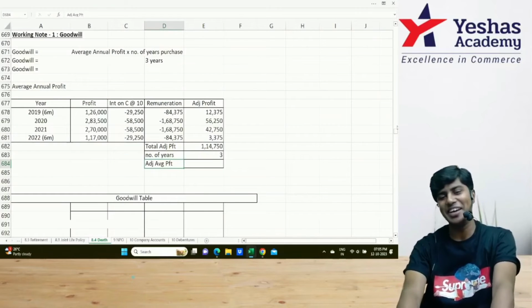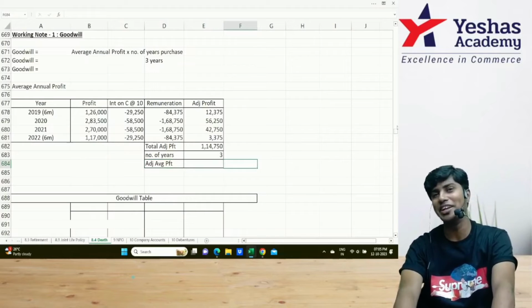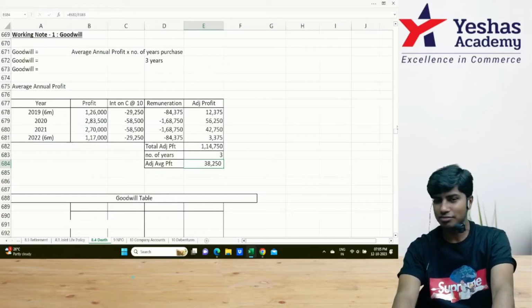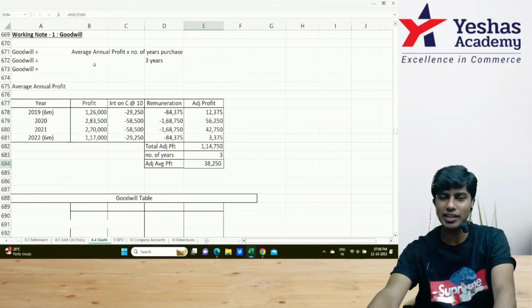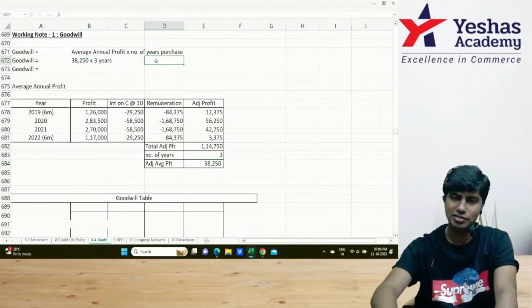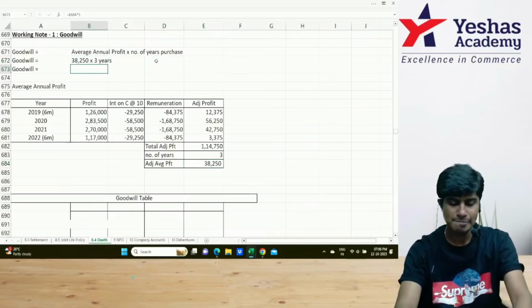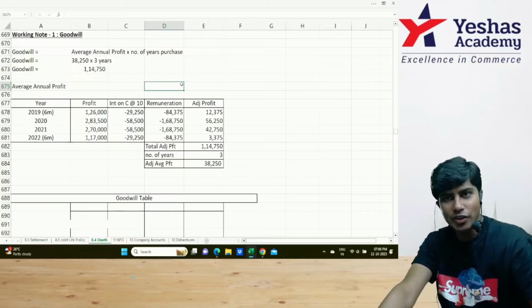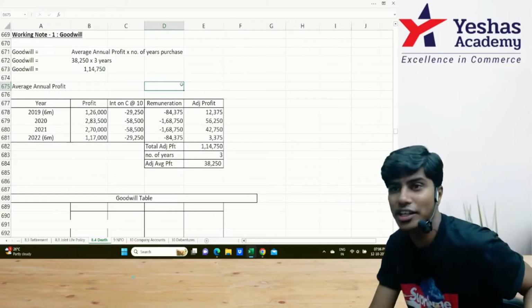Tell me what is the adjusted average profit. 1,14,750 divided by 3. 38,250 is the adjusted average profit. Correct? Goodwill is 38,250 into 3 years' purchase, 1,14,750. Did you understand? This is goodwill. Now, how are we adjusting this goodwill?